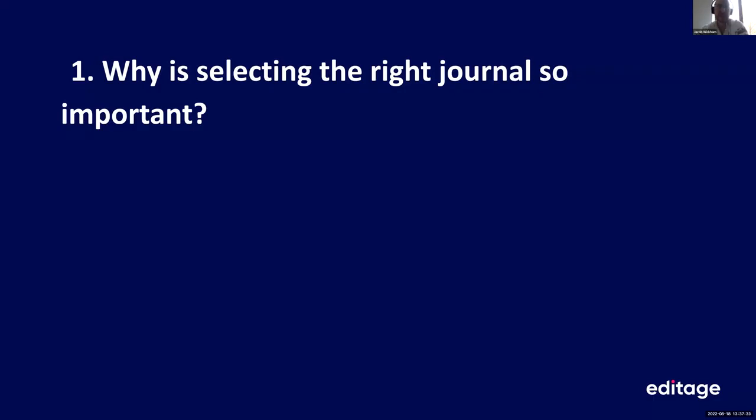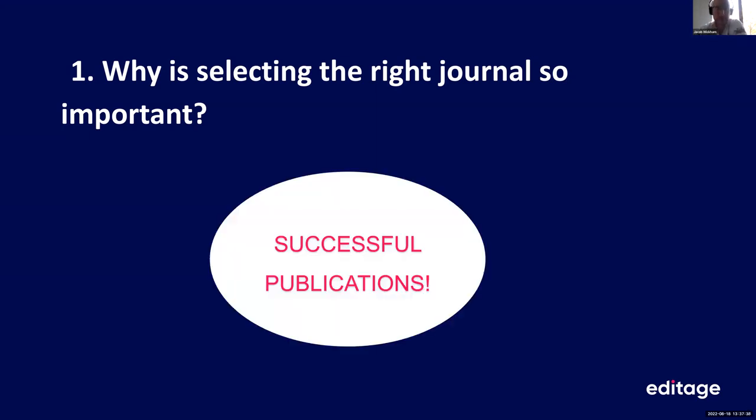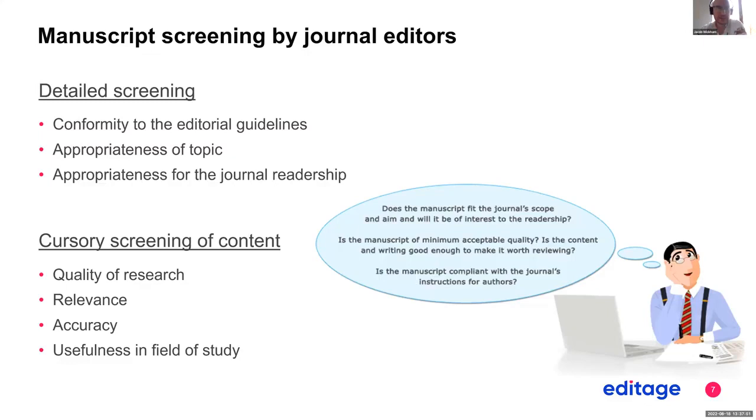So why is selecting the right journal so important? There are a lot of options out there now. Well, the end result is a successful publication, and if you choose the wrong journal, it can take you a very long time to get that result. Initially, when you submit your manuscript, there's some screening that happens in the editorial office. There's a detailed screening of the manuscript to make sure it conforms to the editorial guidelines. These are usually published on the journal's website. You look at the appropriateness of the topic and also the journal readership.